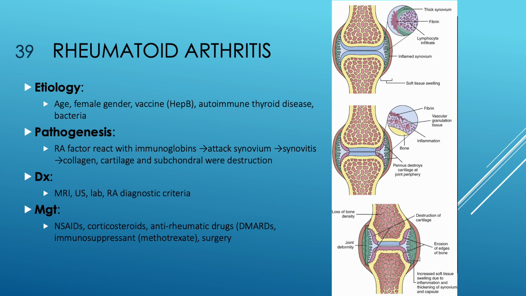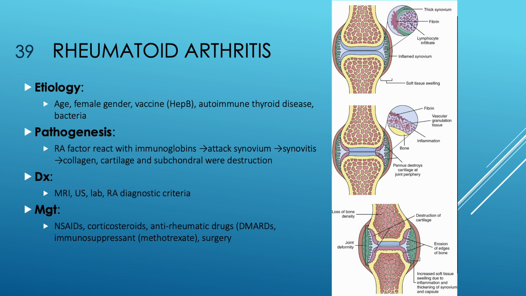Diagnosis is often done with MRI, ultrasound, and laboratory tests, including rheumatoid factor, anti-cyclic citrullinated peptide antibodies, and assessment using an RA diagnosis criteria.